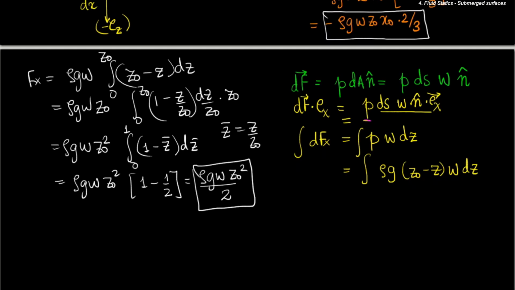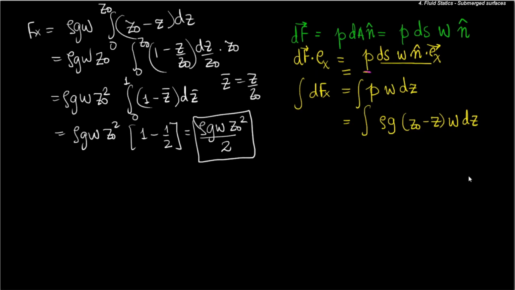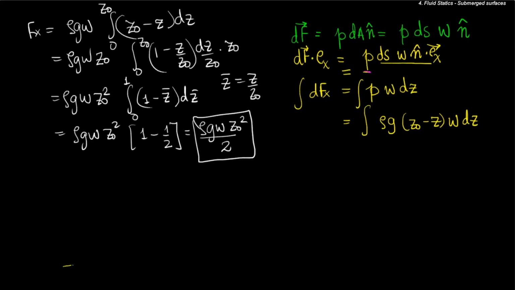Let us now see whether we can arrive at the same results with the help of the Newton's third law approach. Let us draw the dam once again. So this is z0, this is x0, and this is the origin. So this is x and this is z.